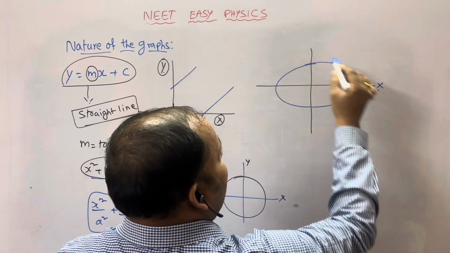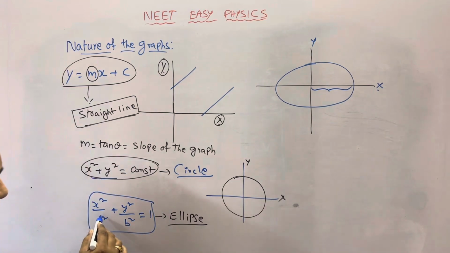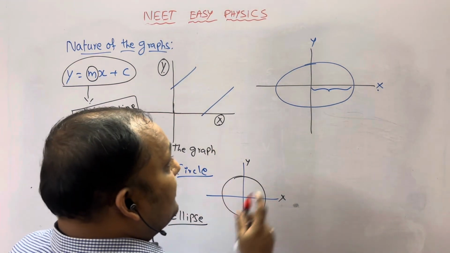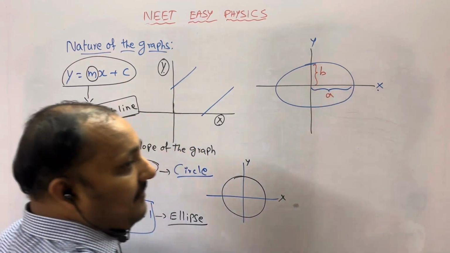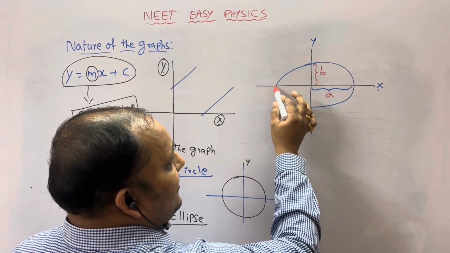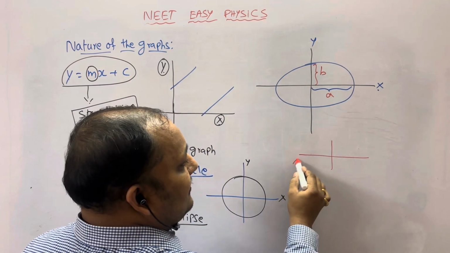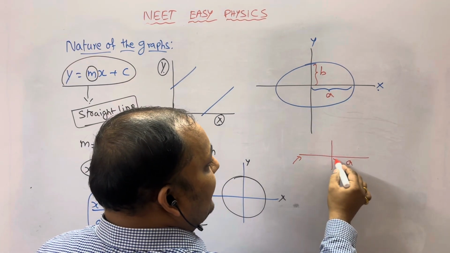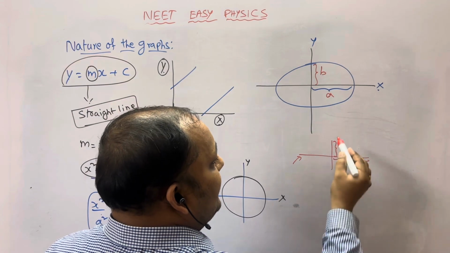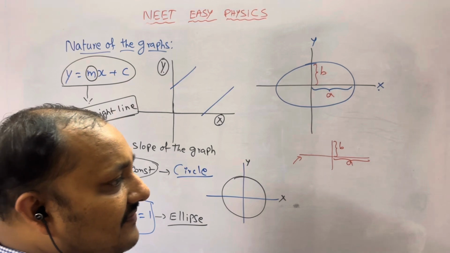So on the x-axis and y-axis, x square by a square, therefore this is going to become a, and this is going to become b. In this, if you observe these two axes, the bigger one is called the semi-major axis, and the smaller one is called the semi-minor axis. This is the shape of the graph.